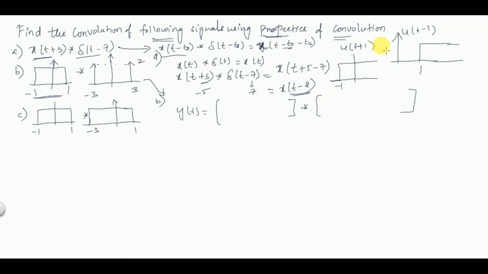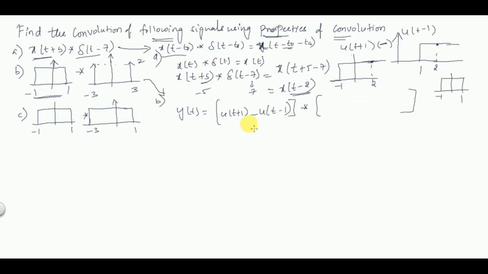If you take the difference between these two, it will extend from minus 1 to 1. From 1 onwards both values are equal to 1. Suppose at instant 2, both values are 1, so it is 1 minus 1, which is 0. So the difference exists only from minus 1 to 1. That means this signal can be written as u of t plus 1 minus u of t minus 1. This is from basics, just by using the shifting property.